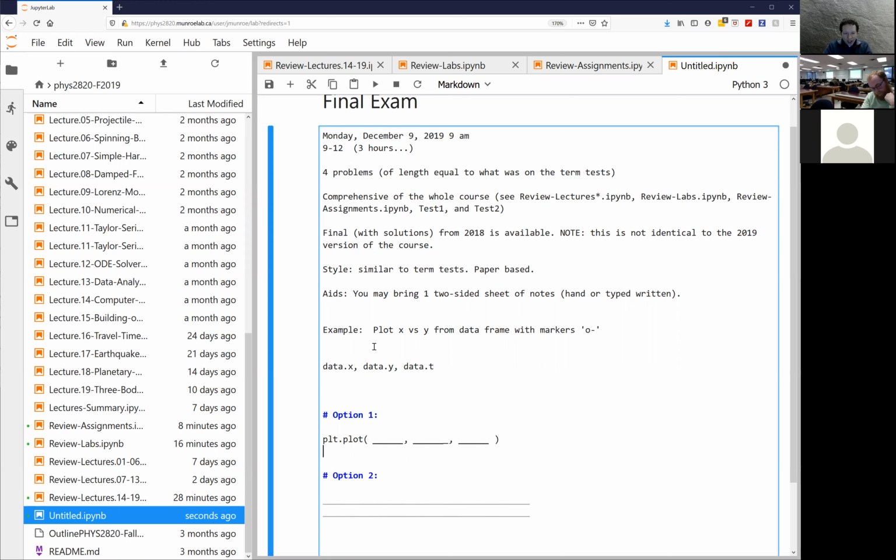I don't want anyone to be confused about plot versus plot or something like that. It's just, if you were to type this out, what would you type in? And I'm just examining to make sure that you know that you have to type in data.x and data.y.